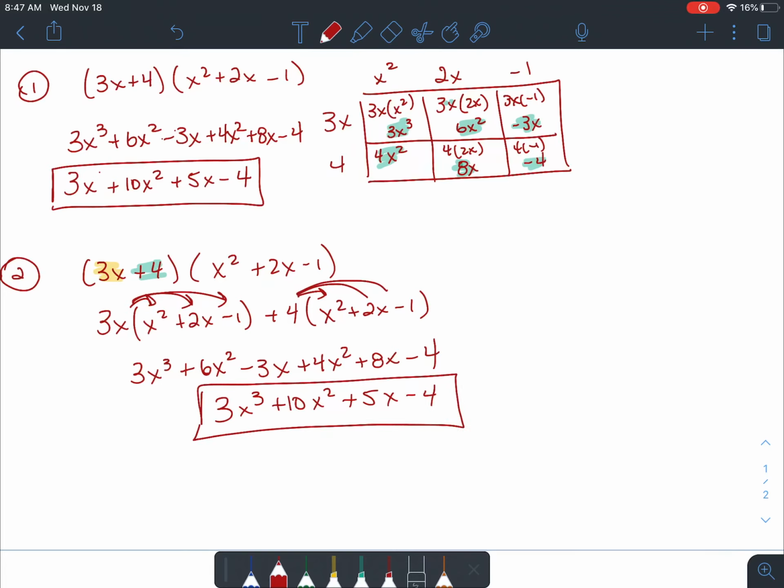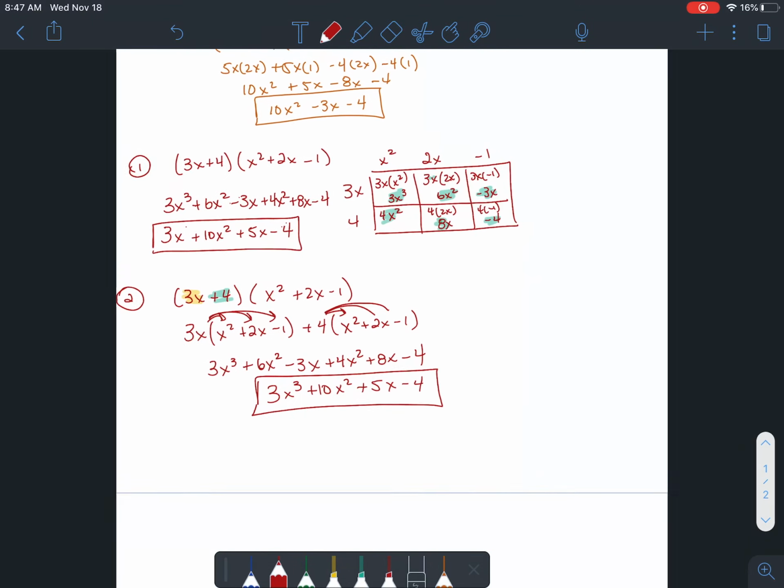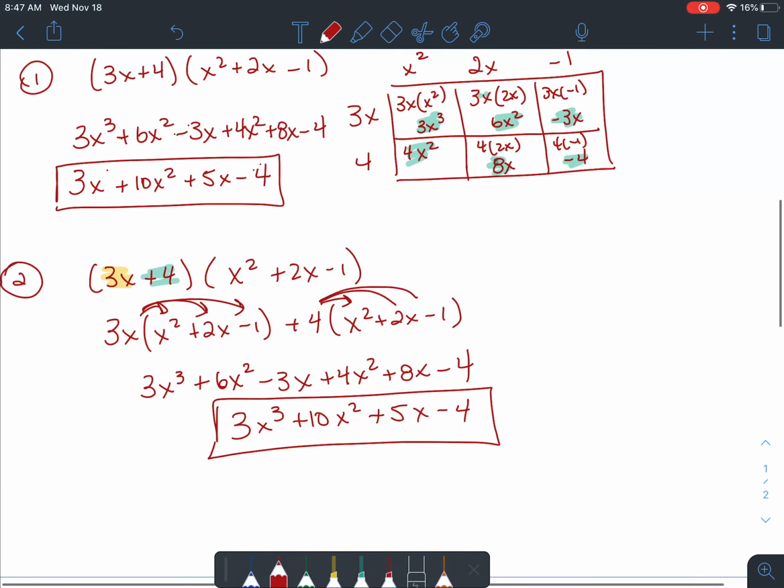And that's it. You cannot use FOIL here because you only use FOIL for a binomial, so it's a little different. That's why I don't like it. It doesn't work for everything. The reason is that it doesn't talk about that middle term in the trinomial for FOIL. But anyway, these are great.